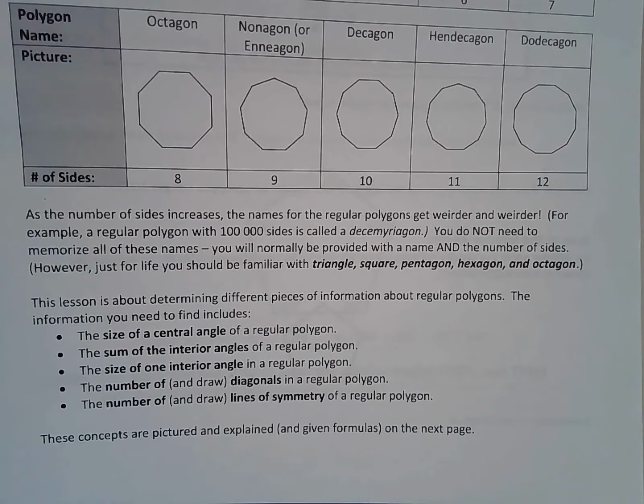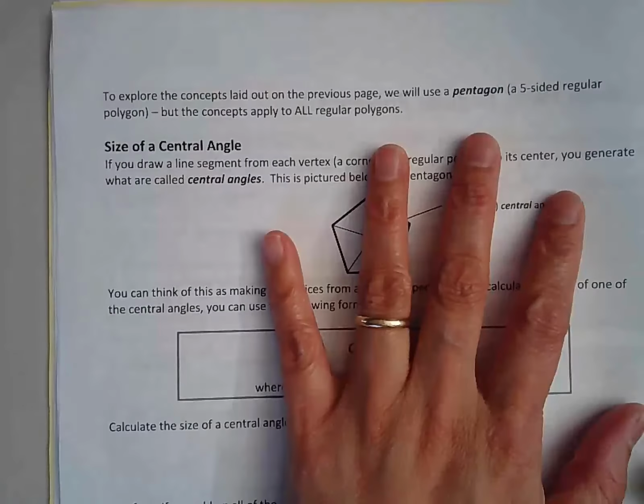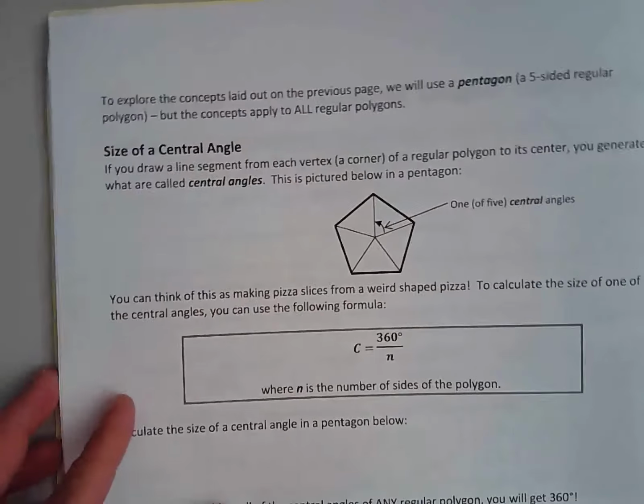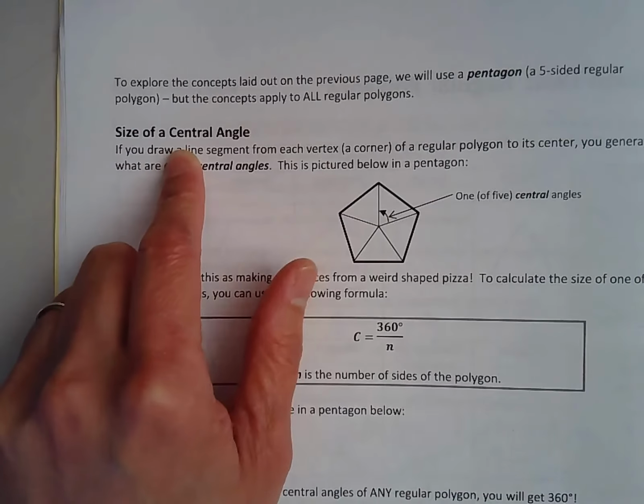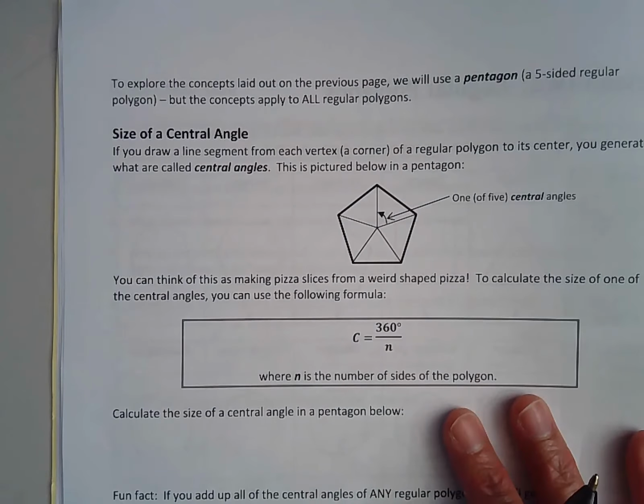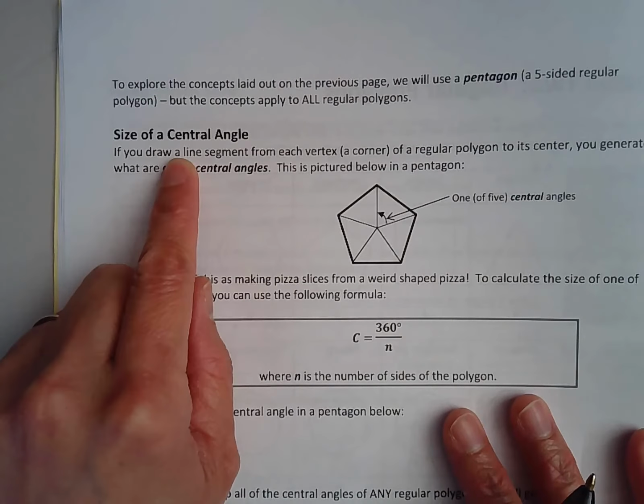So all of these things we're going to talk about today. Well, we'll see how far we get. Okay, so here we go. We're going to explore central angle. If we break this down, central angle means angle at the center. If you draw line segments from each vertex of a regular polygon to its center, you generate what is called a central angle.